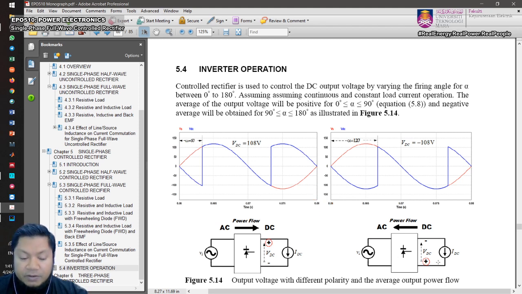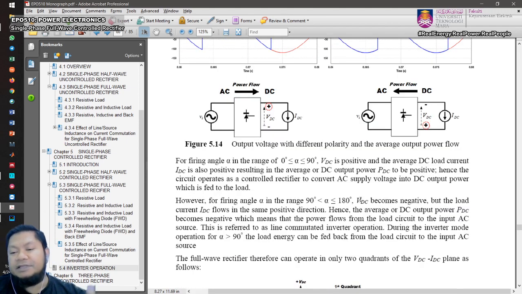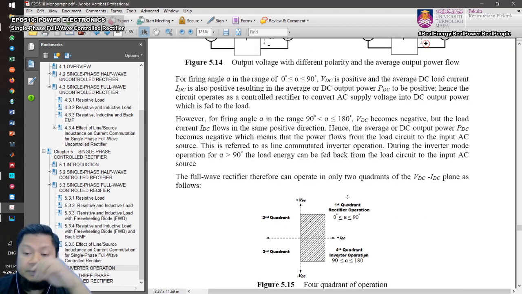So when you have alpha between 90 and 180 degrees, your output voltage will have reverse polarity, so it becomes plus and minus. Now your current actually leaves from the positive terminal. So this becomes the source and that becomes the load, and the power flow is actually from the DC side to the AC side. So we can relate that to the quadrant of the rectifier operations.